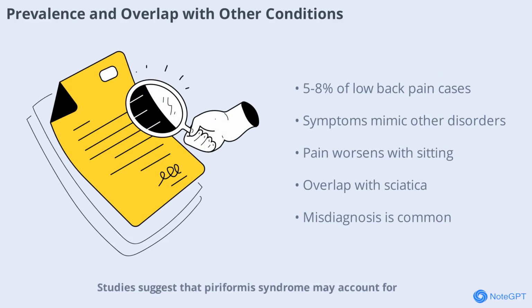Studies suggest that piriformis syndrome may account for 5% to 8% of low back pain cases. However, its symptoms often overlap with other conditions like lumbar radiculopathy and sacroiliitis, making it difficult to distinguish. This overlap leads to frequent misdiagnosis, with many patients being treated for other ailments before PS is considered. The pain is typically worsened by sitting or hip movement, which can further confuse the clinical picture. Recognizing these overlapping symptoms is the first step toward accurate diagnosis.